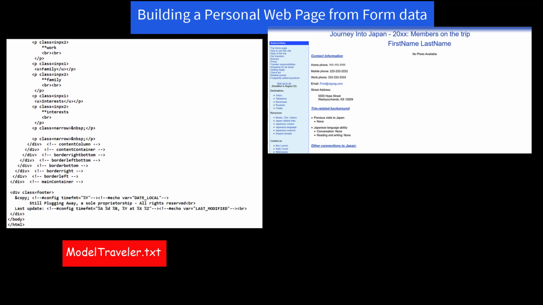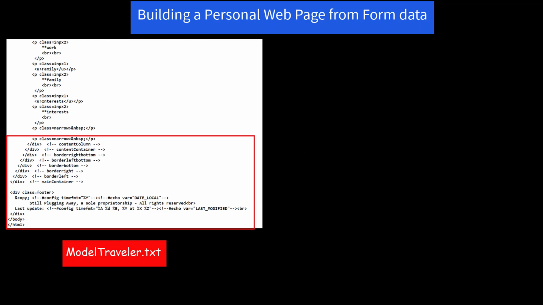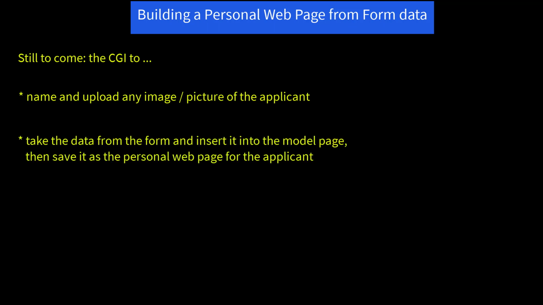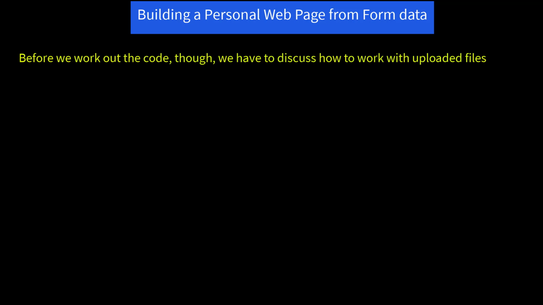Finally, we get to the traditional end-of-page content for this style of page. And that's the model file we'll use to construct each applicant's personal web page. The last major coding piece is the CGI, to name and upload any image or picture of the applicant, take the data from the form and insert it into the model page and then save it as the personal web page for the applicant. Before we work out the code, though, we have to discuss how to work with uploaded files, especially image files.